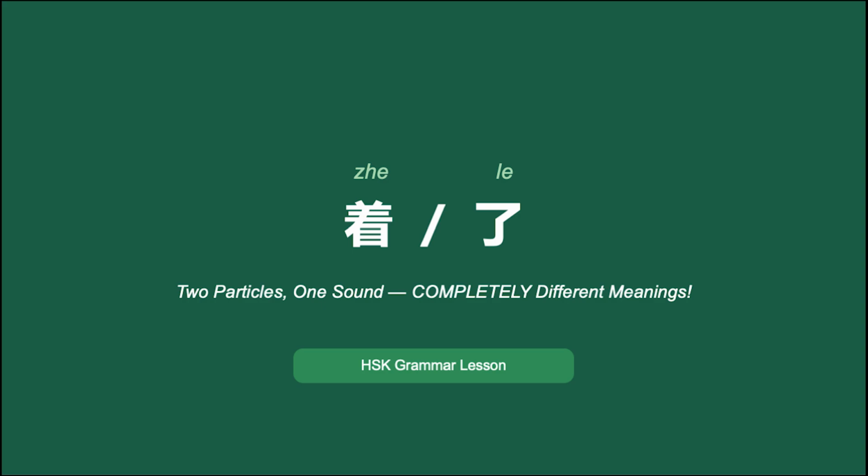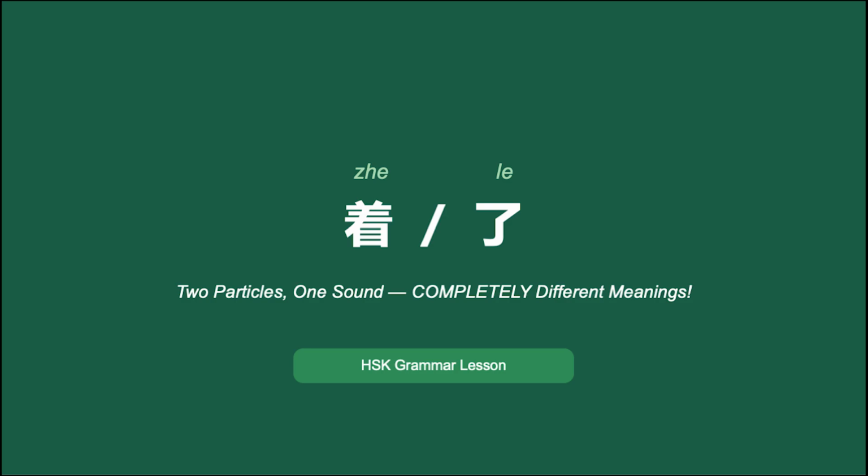Zhe and le. Now, here's the crazy part. Both of them usually come right after a verb, so structurally they look very similar. But the meanings are completely different, and if you mix them up, the picture in your sentence changes completely. So in today's lesson, we're going to make this super clear. By the end, you'll know exactly when to use zhe and when to use le.